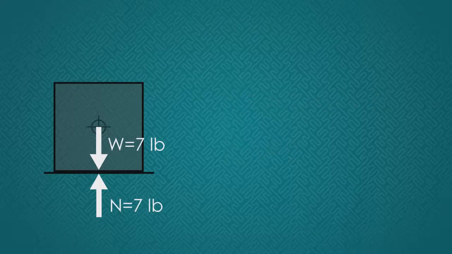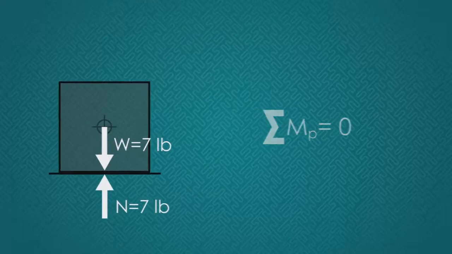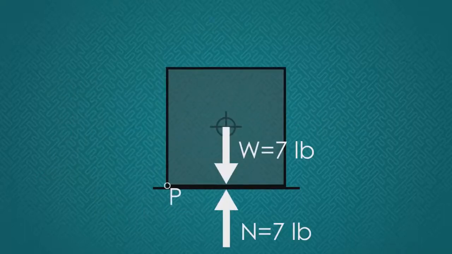Now let's think about the moments on the box resulting from these two forces. If the box is in static equilibrium, the sum of moments of forces about any point equals 0. Let's choose the lower left corner of the box and call it point P. It doesn't matter which point we pick, but point P will be important when we talk about tipping the box. Now let's sum the moments about point P.